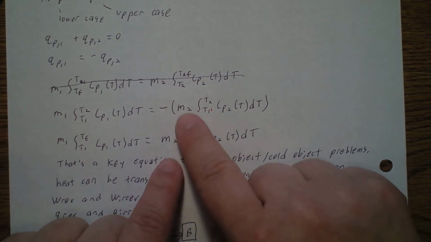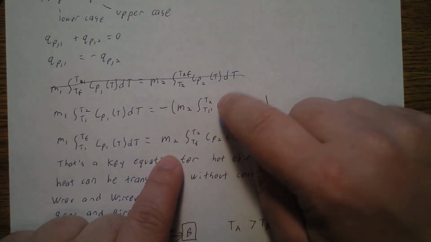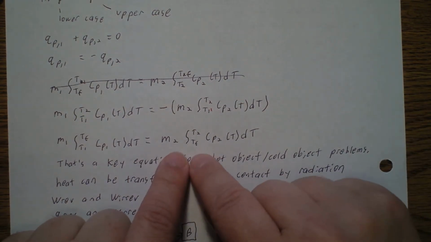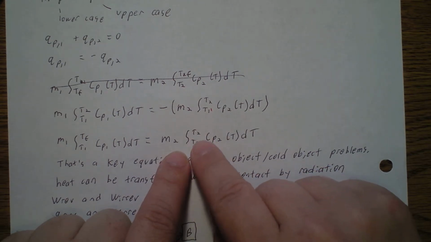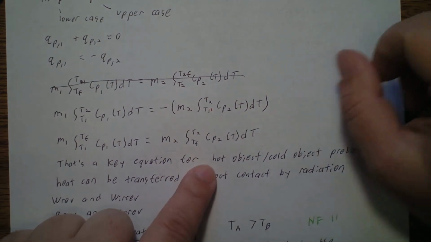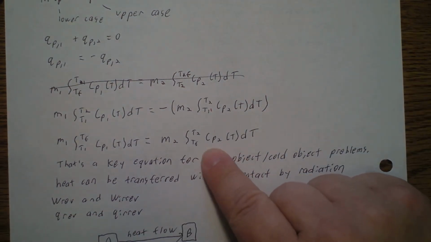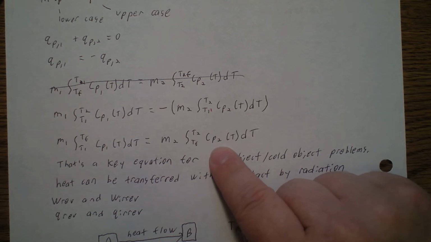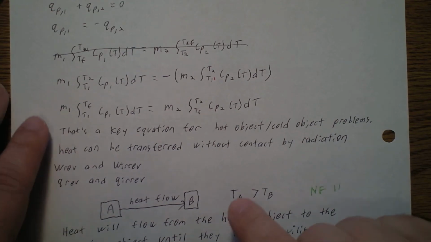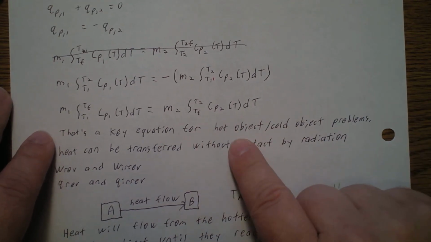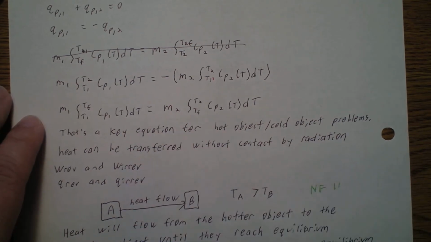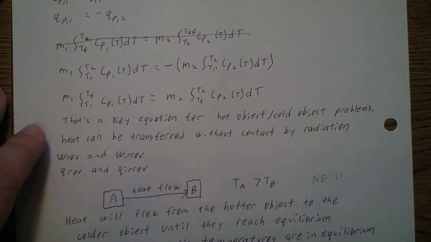To get rid of the minus sign, we can just flip this integral upside down. So we have mass 2 times the integral from the final temperature to temperature 2. This means the initial temperature of object 2 now. We sort of changed the nomenclature on you. So this is then the heat capacity of object 2 at constant pressure as a function of temperature with respect to temperature. So this is a key equation if you're going to be doing problems with a hot object and a cold object. And it doesn't even matter which one is one as long as you keep it all straight.